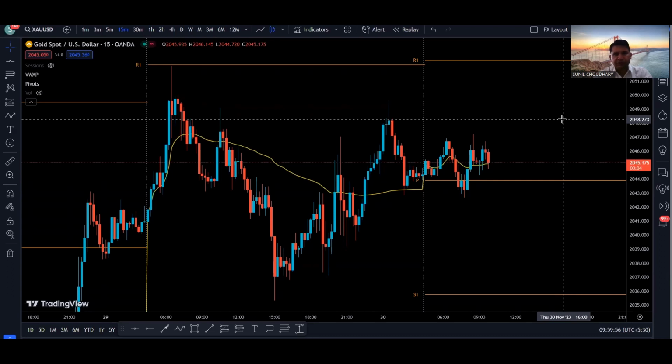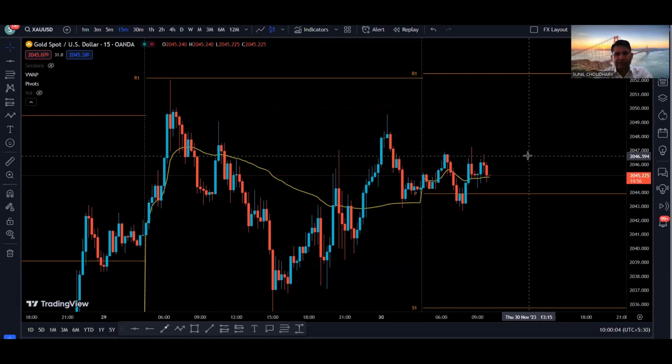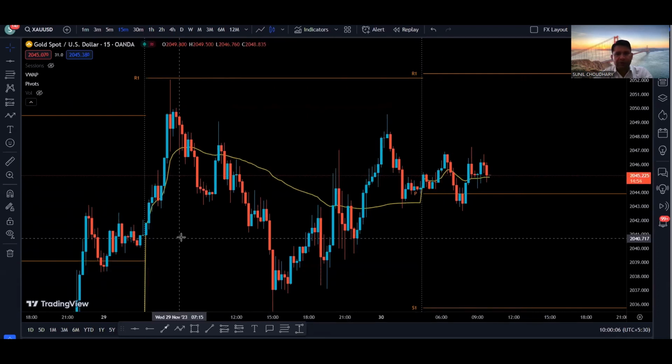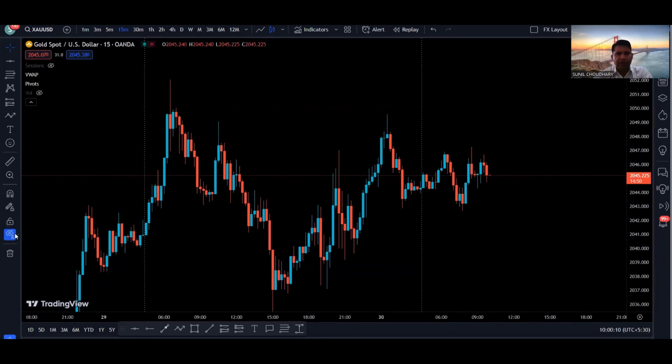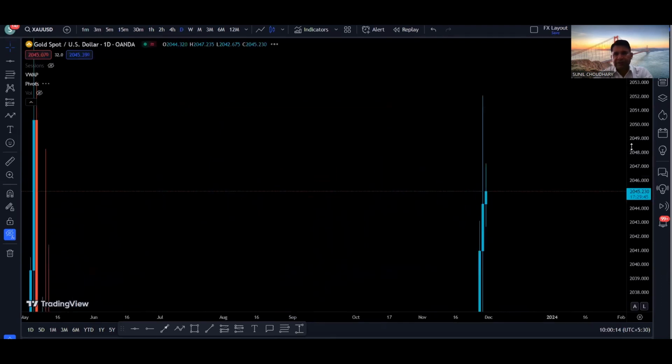So as usual, we are going to analyze gold and GJ for any intraday or scalping setups, and basically what I'm looking at on the gold and GJ charts for today. So let's start with the gold and let's hide this VWAP and pivot line. So let's start with the daily time frame.